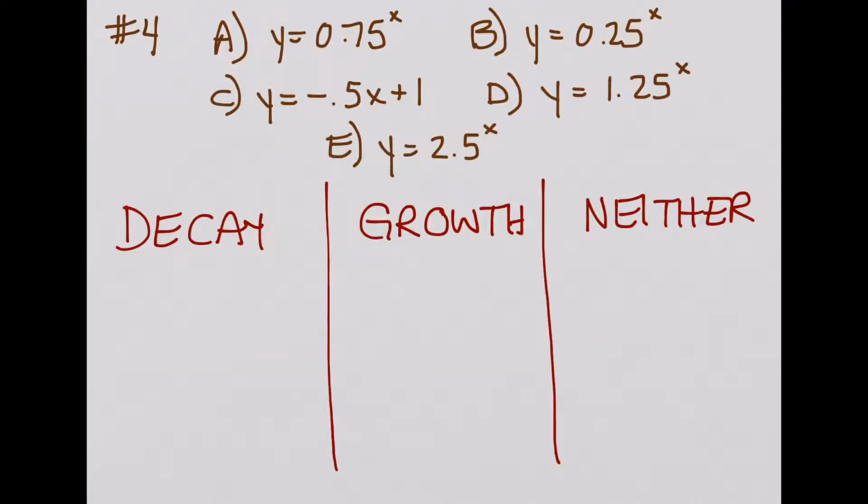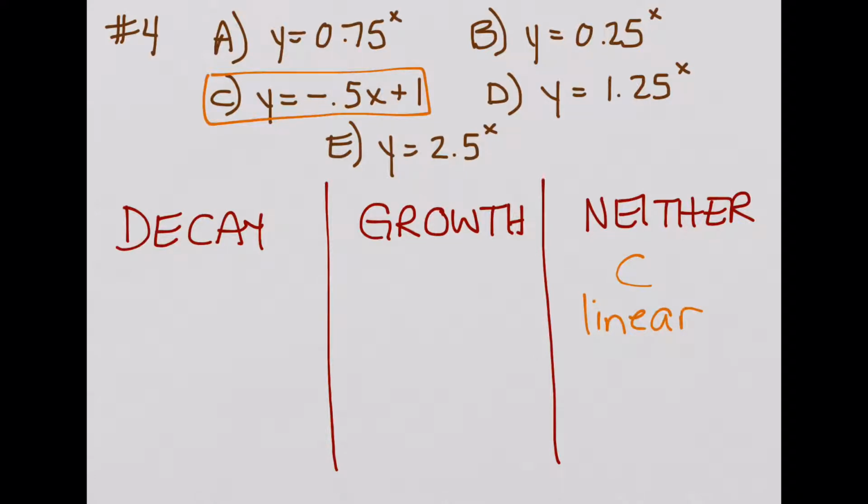Okay, Number 4. You've been given 5 equations, and you're supposed to decide which represent exponential decay and what is the decay factor, or does it represent exponential growth, and what is the growth factor? So looking up there, I can see that I have 4 exponential equations and 1 linear equation. So I'm going to go ahead and start right off with the one that is not growth or decay, and that must be C. Why is that neither? Well, because it doesn't have an exponent, so it's not exponential. That's a linear equation. So C is linear, that is not growth or decay.